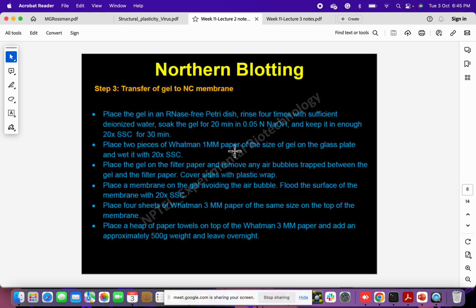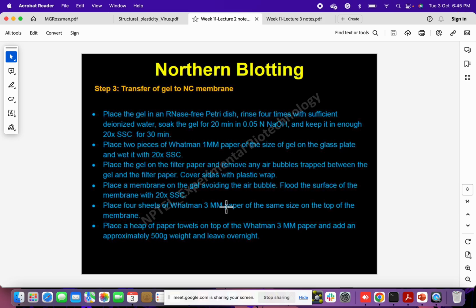Place 2 pieces of Whatman 1 mm paper, the size of the gel, on the glass plate and wet it with 20x SSC. Place the gel on the filter paper and remove any air bubbles trapped between the gel and the filter paper. Place the membrane on the gel, avoiding air bubbles. Flood the surface of the membrane with 20x SSC.